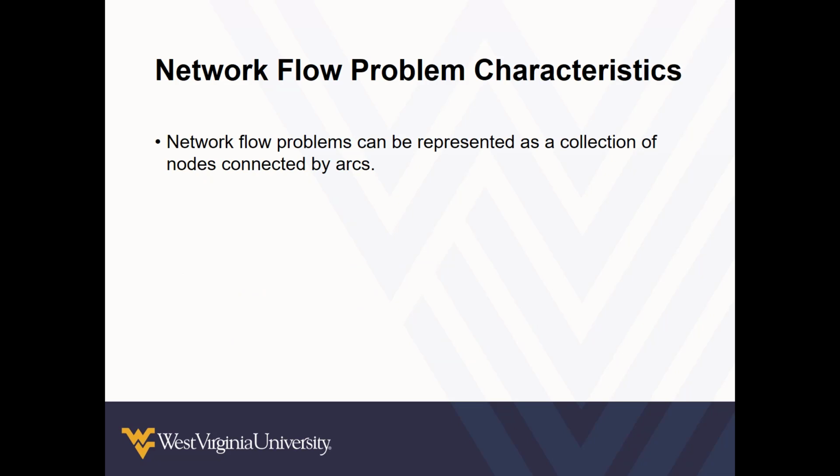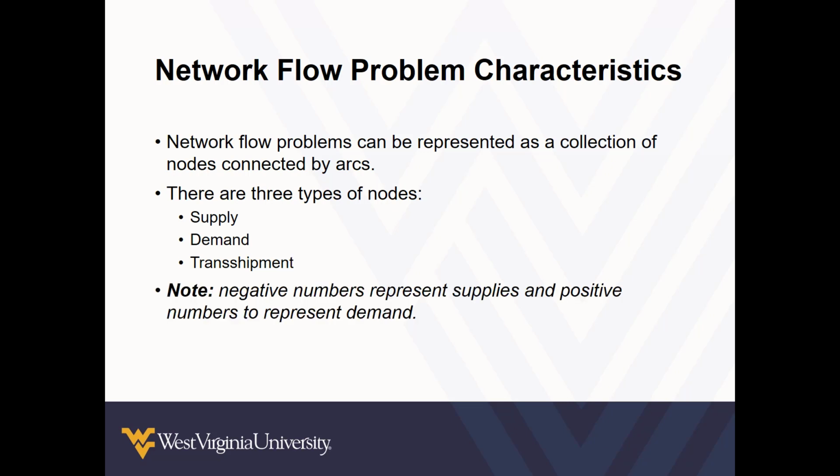Network flow problems can be represented as a collection of nodes connected by arcs. These tend to be problems that we can sketch out very visually. We have three types of nodes: supply, demand, and transshipment nodes. And this is a scenario where we might actually see negative numbers in our problems. So far, negative numbers have tended to be something that we don't see a lot of and don't interact with, because we've looked at production and it's not really a thing to produce negative numbers of things.